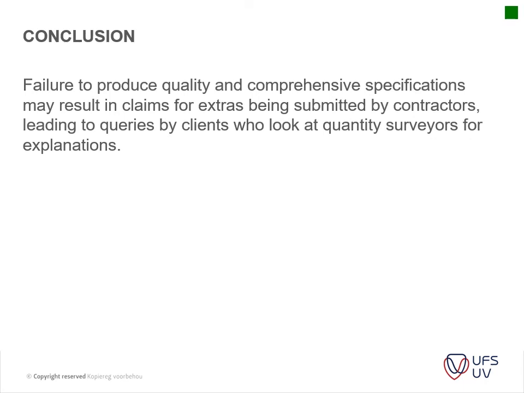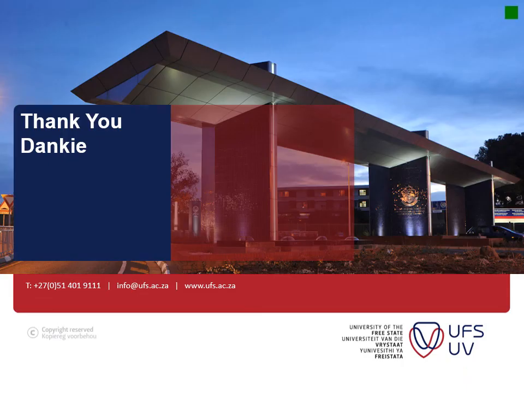Then the conclusion is that failure to produce quality and comprehensive specifications may result in claims for extras being submitted by the contractor, leading to queries by clients who look to quantity surveyors for explanation. Okay, so not necessarily quantity surveyors, but also the architect or the professional team, basically. Why was this item not described very well, for instance? So it's always good to be on top of what a good and specific description would be. Okay, and then that's more or less everything on specifications.